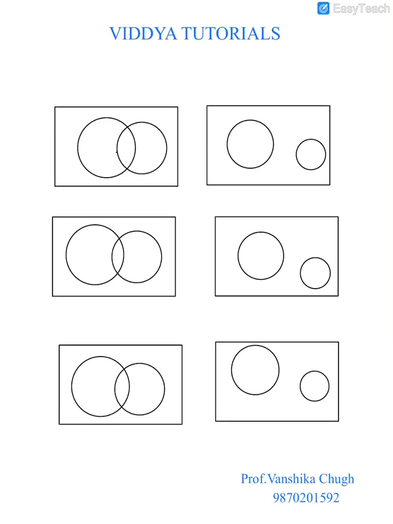Hello students, in this video we shall first understand what is a Venn diagram. A Venn diagram is a pictorial representation of sets. Till now you all have learned sets in roster form and in set builder form, where all the elements are written down. A Venn diagram is a pictorial representation of a set.